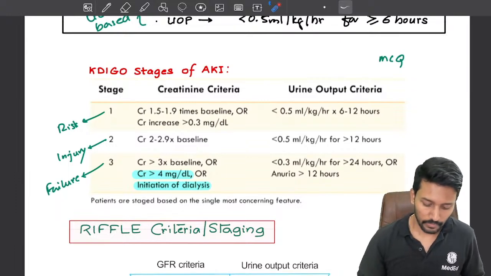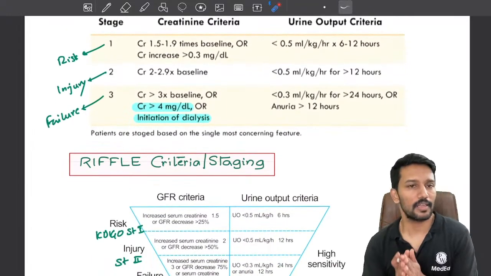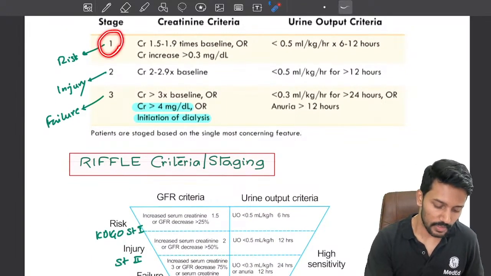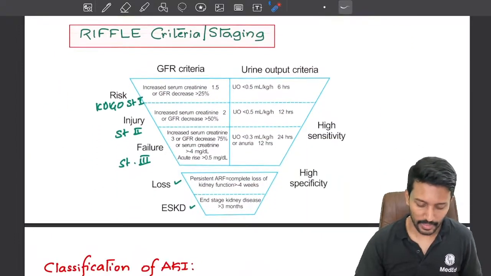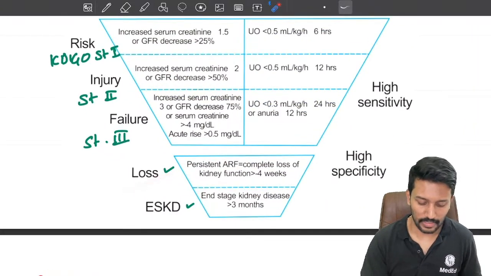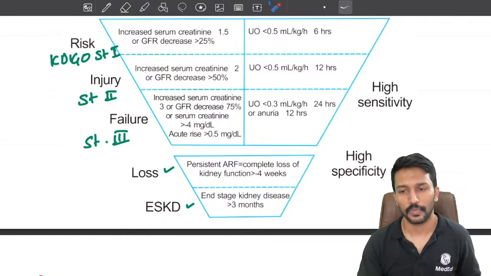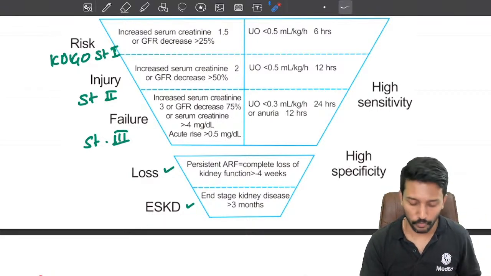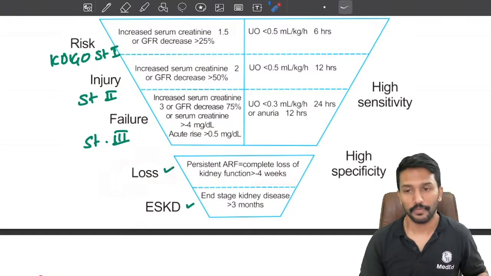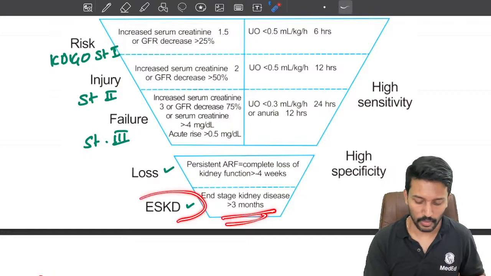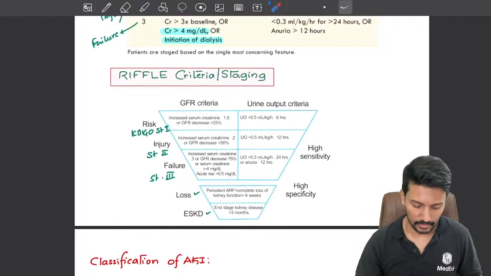Okay, then we have this RIFLE criteria or staging. That is pretty easy to remember, right? So stage 1 is risk, stage 2 is injury, stage 3 is failure. The only thing extra we need to know is when do you call it loss and when do you call it end stage kidney disease. So when kidney functions are altered for more than 4 weeks, it is loss. When they are altered for more than 3 months, it is called end stage kidney disease.